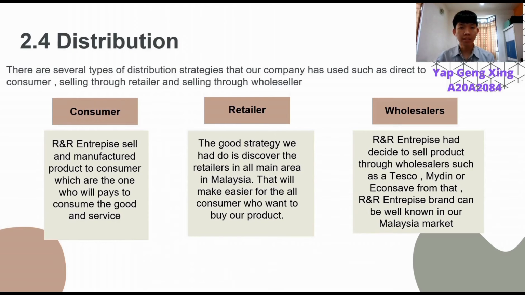R&R Enterprise manufactures and sells products to consumers, who are the ones who will pay to consume the goods and services. The second is selling through retailers. The strategy we use is to reach retailers in all areas of Malaysia. They will make it easier for all consumers who want to buy our product.